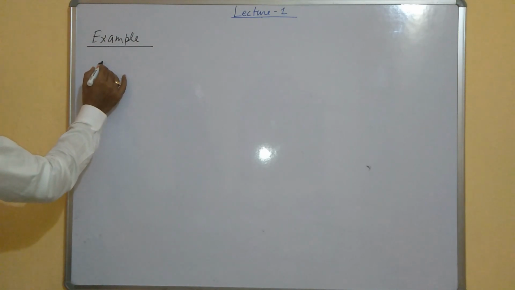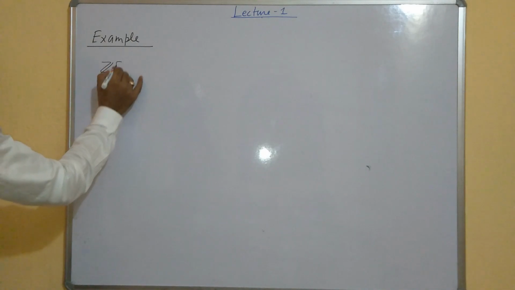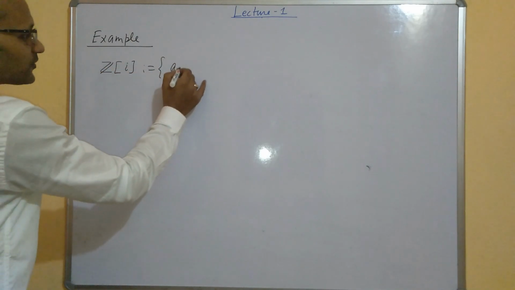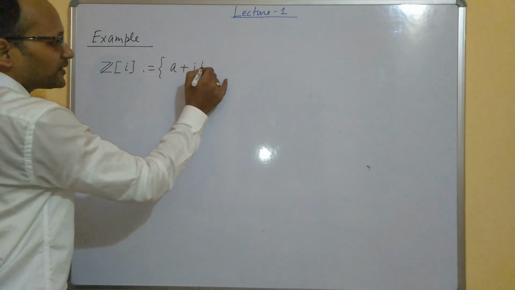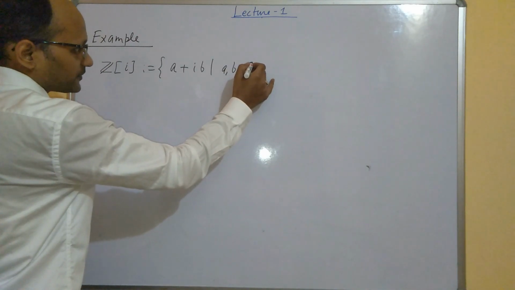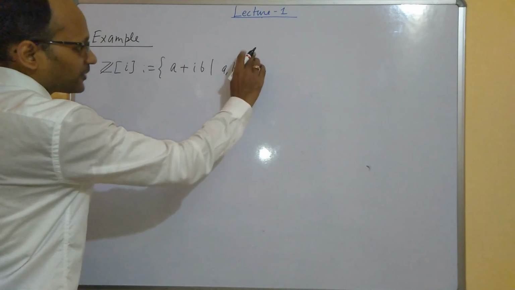Consider the ring, consider actually the set first, Z[i]. This is the set of elements of the form a plus ib such that a, b belongs to Z.